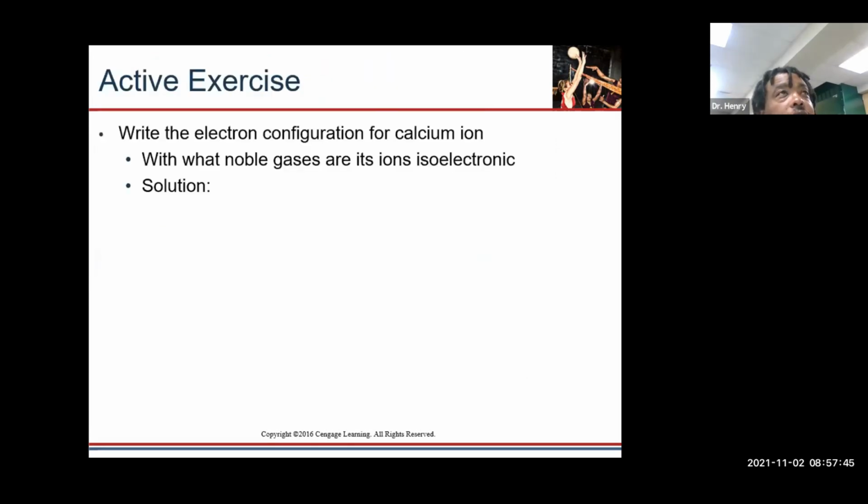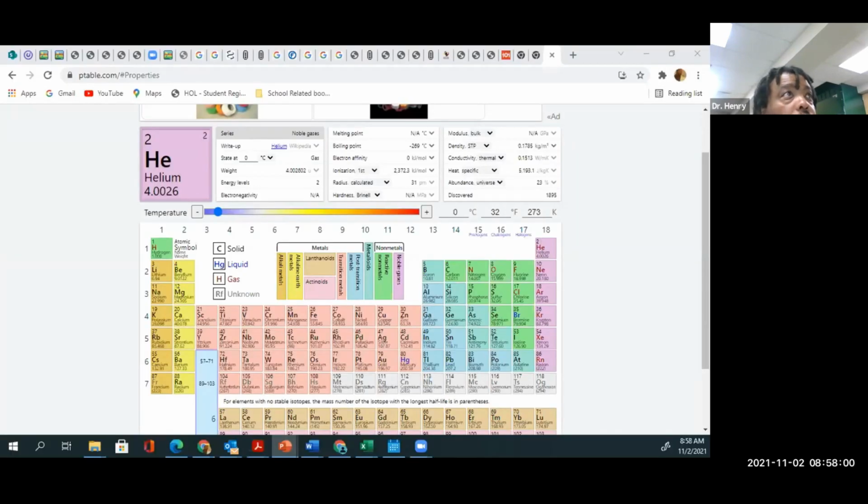Okay, so we'll see how much you guys remember. It says, write the electron configuration for calcium ion. Okay, so first off, let's take a look where calcium is at on the periodic table. So calcium is located here. So if we write the electron configuration for calcium, and we're going to use the core concept. So what is going to be my core? What is going to be the nearest noble gas before calcium?